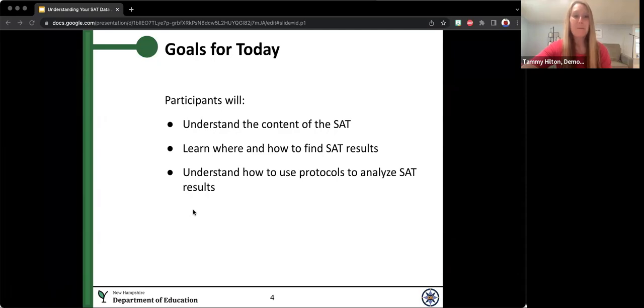But what I'm hoping you will walk away with today is an understanding of the content within the SAT. I also hope that you learn where and how to find SAT results so that you can go back and look at them, to understand how to use the protocols we're going to talk about to analyze these results and drive your instruction.